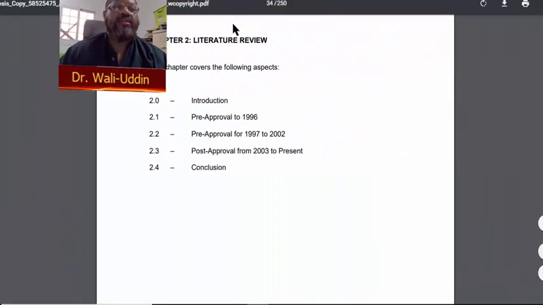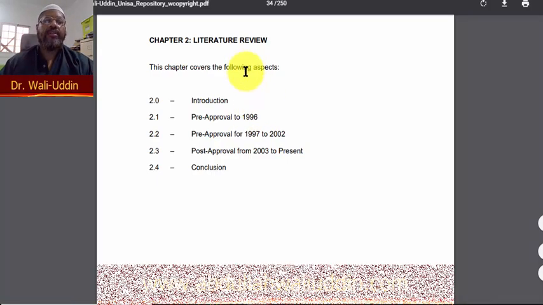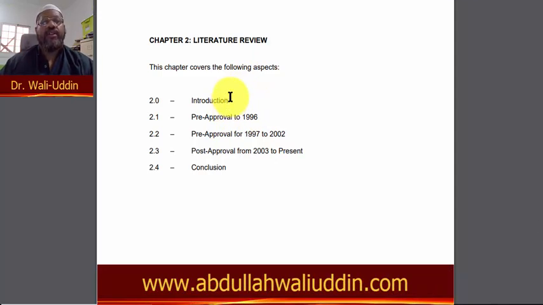Today, inshallah, God willing, I'm going to go over chapter 2. We'll summarize chapter 2 in a sense. Chapter 2 is the literature review, and it's going to cover the following aspects. Whenever you're doing a literature review for your master's or PhD or anything, you have to come up with what's called theory areas, okay?